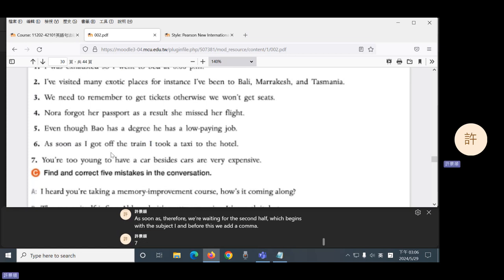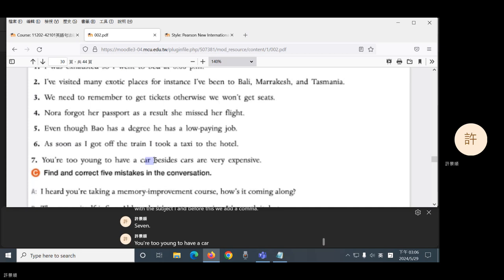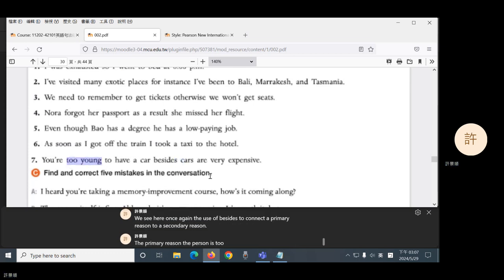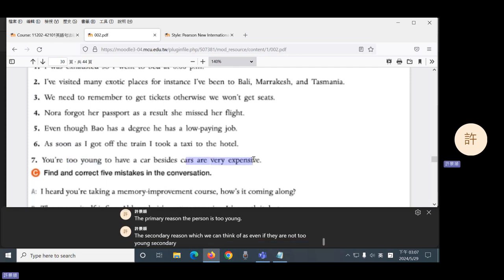Seven, you're too young to have a car; besides, comma, cars are very expensive. We see here once again the use of besides to connect a primary reason to a secondary reason. The primary reason, the person is too young. The secondary reason, which we can think of as even if they are not too young, cars are very expensive.